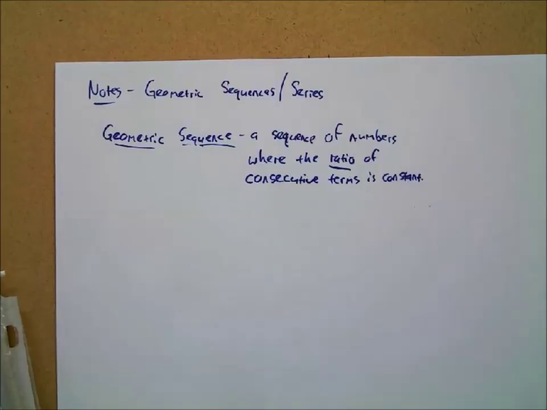Yesterday, it was not the ratio of consecutive terms, it was the difference, right? There was a common difference between consecutive terms. The next term minus the previous term was always the same number in an arithmetic sequence. In a geometric sequence, it's the next term divided by the previous term. That will always be the same, the ratio. Okay, ratio.